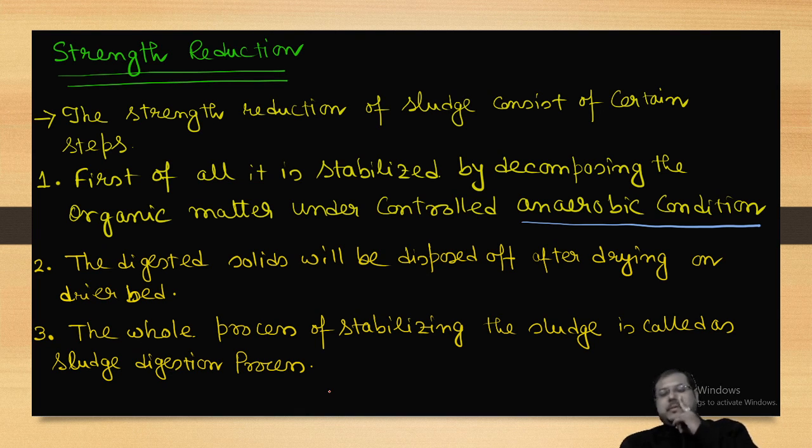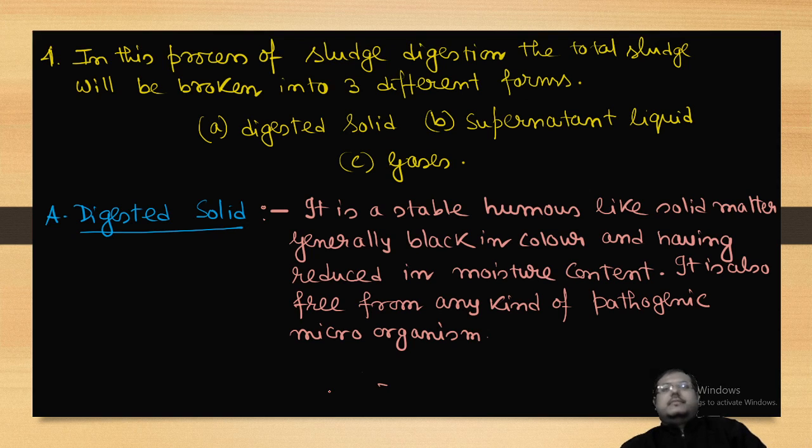The digested solids will be disposed of after drying on dryer bed. The whole process of stabilizing the sludge is called the sludge digestion process. In this process of sludge digestion, the total sludge will be broken into three different forms. One is digested solid, another one is supernatant liquid, and one is gaseous.